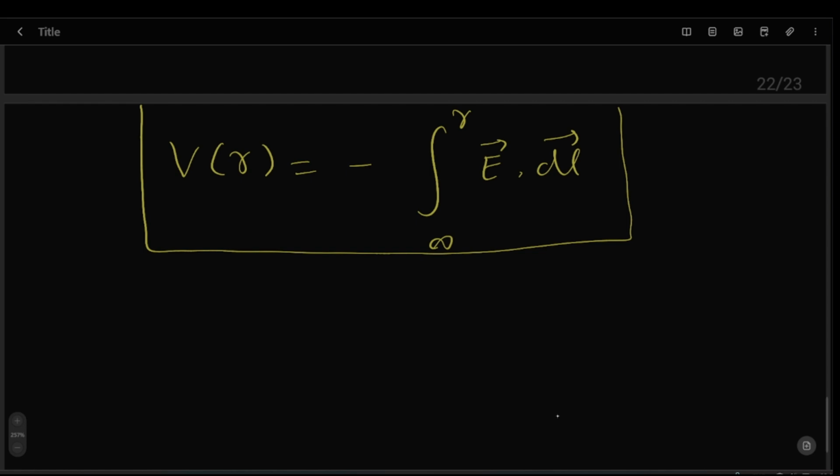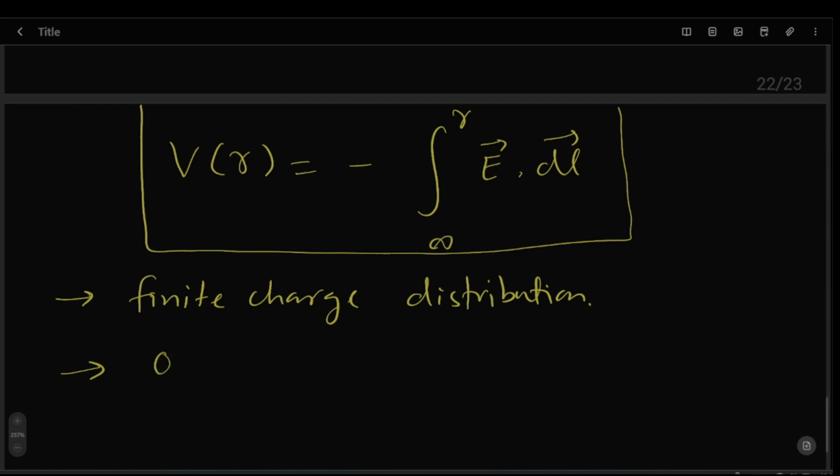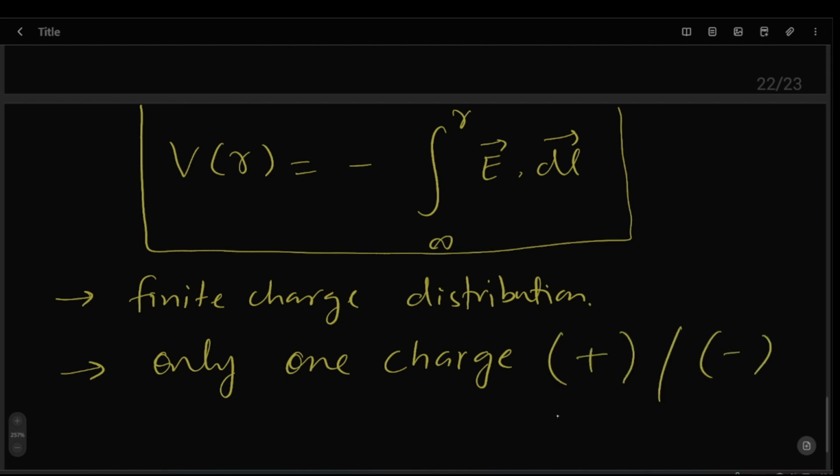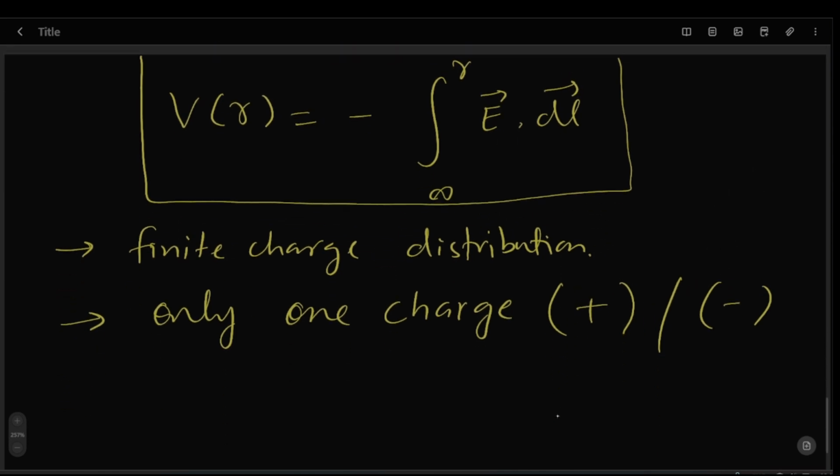Now, as I said, if I have a finite charge distribution, and we put one more condition, that the charges are either positive or negative, only one type of charge, that means it can be only positive charge or only negative charge, then we can write that the electric field, to a good approximation, varies as 1 over the length squared.